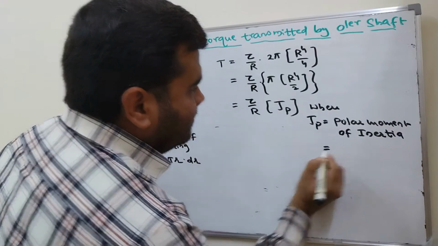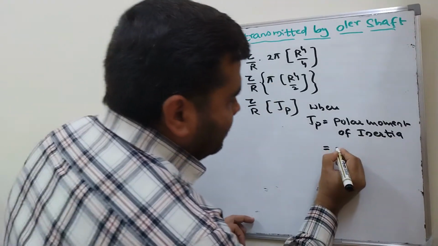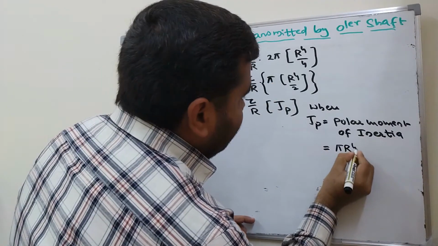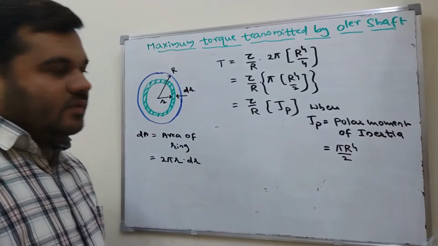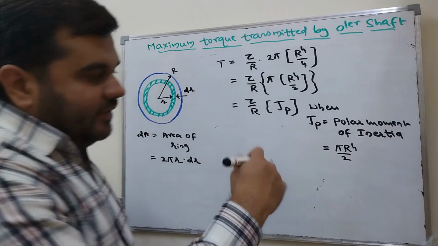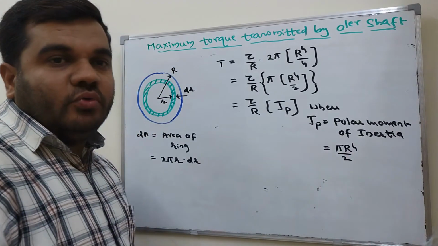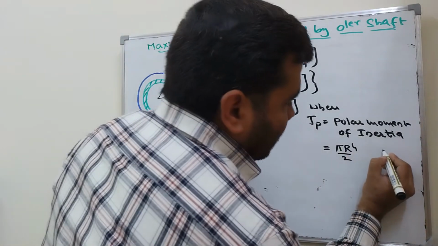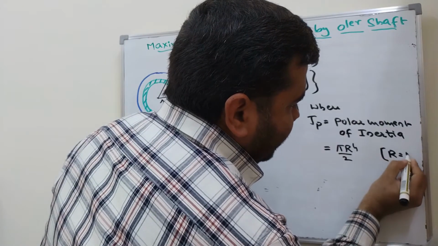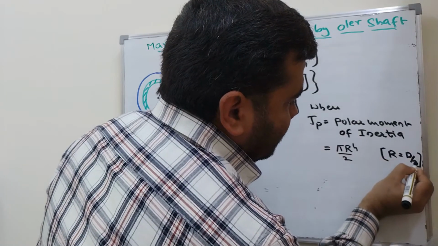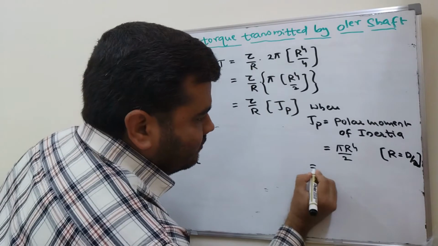What is its value? Its value is pi r raised to 4 divided by 2. This is the value. In terms of d, d equal to 2 times r, or r equal to d by 2. If we substitute in terms of d, what happens here?